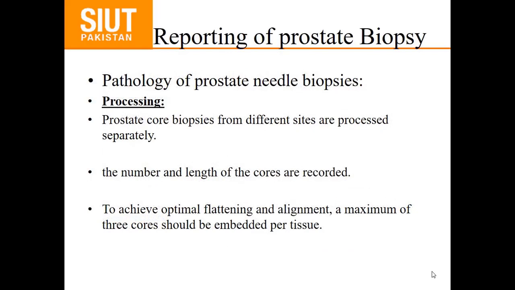Now, reporting of a prostate biopsy. Pathology of prostate needle biopsies. How to process? Prostate core biopsies from different sites are processed separately. The number and the length of cores are recorded. To achieve optimal flattening and alignment, a maximum of 3 cores should be embedded per tissue.